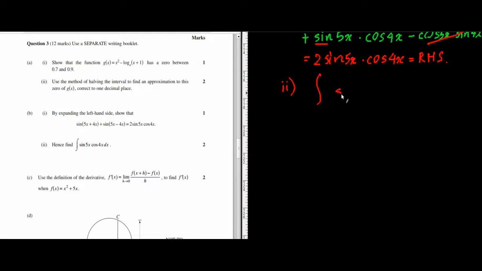Sine 5x cos 4x. Of course, don't forget the dx. Okay, now to integrate this, because it said hence, I need to use this result, right? Now it's not exactly the same result, so I'm going to introduce a 2 in there to make it the same. But if I introduce it, I need to get rid of it, so I'm going to have it in front of it.